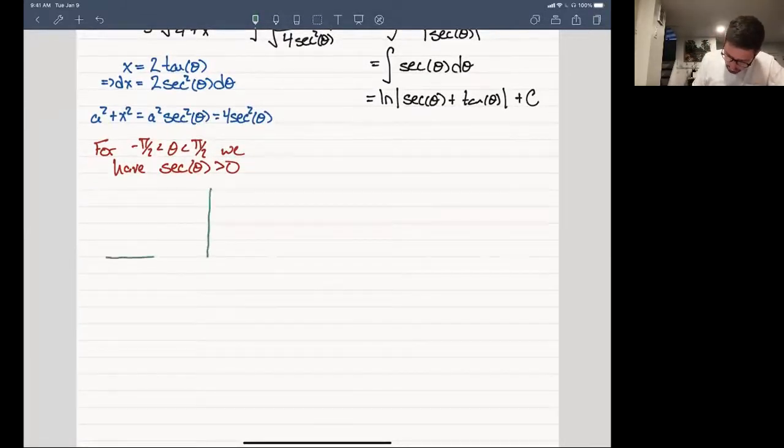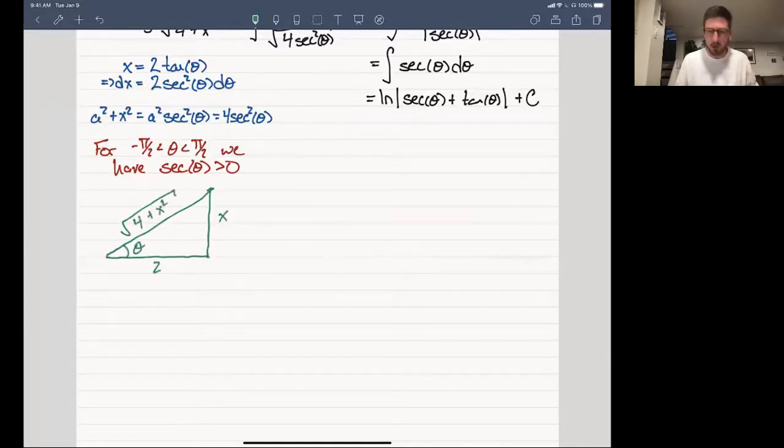So here's our triangle. This is my theta right here. It's between 0 and pi over 2. And since x is equal to 2 tan theta, that's the same as having tan theta equal to x over 2. So I get x, I get 2 here, just like the triangle that I just drew on the previous slide. And from the Pythagorean theorem, I get the square root of 4 plus x squared for the hypotenuse.